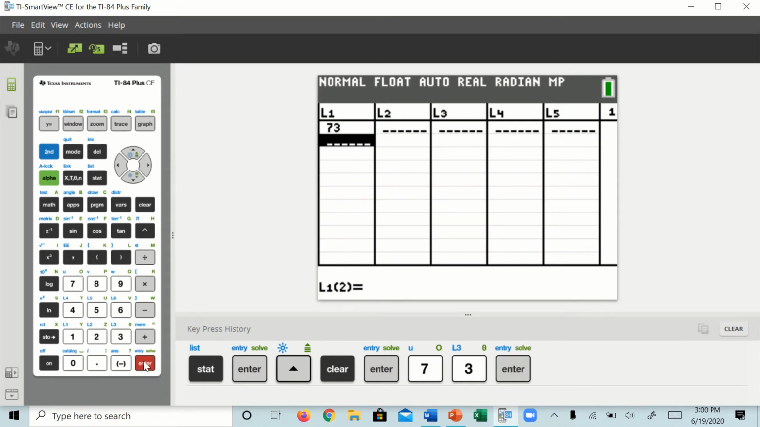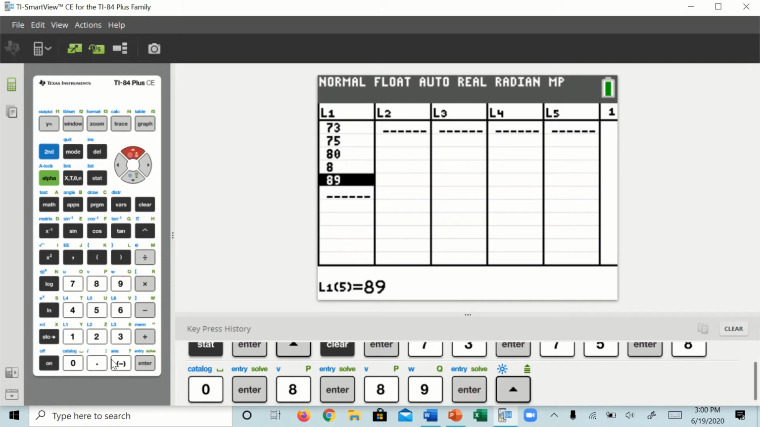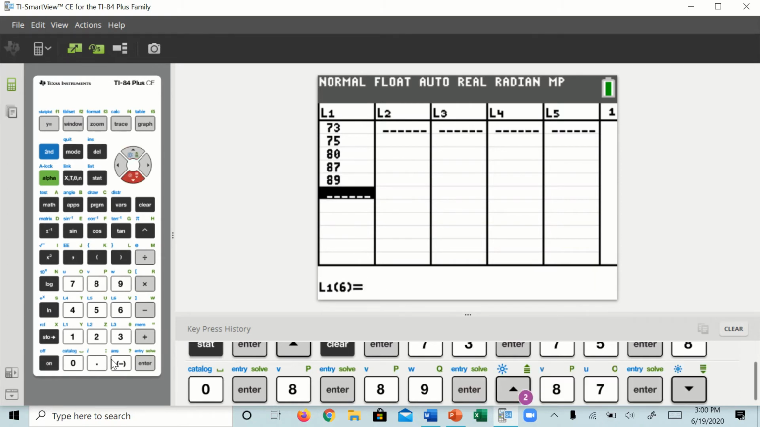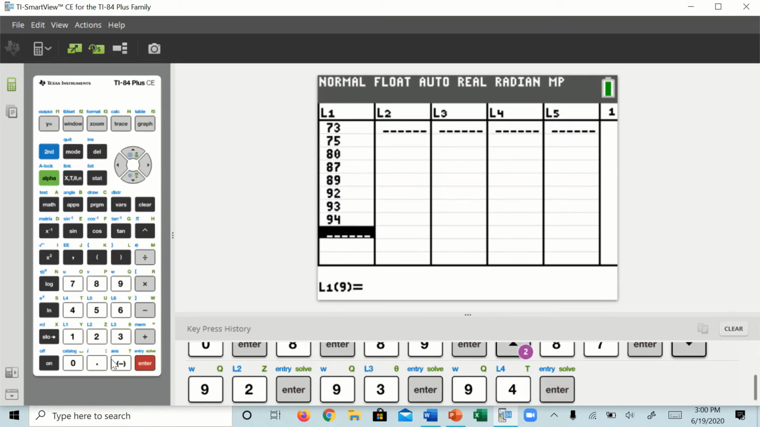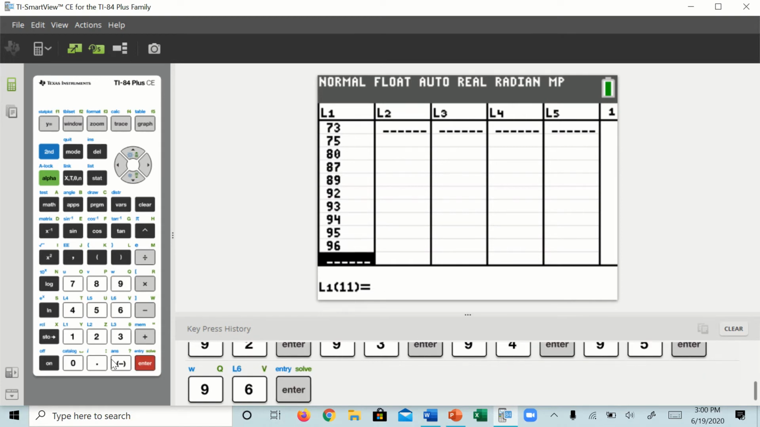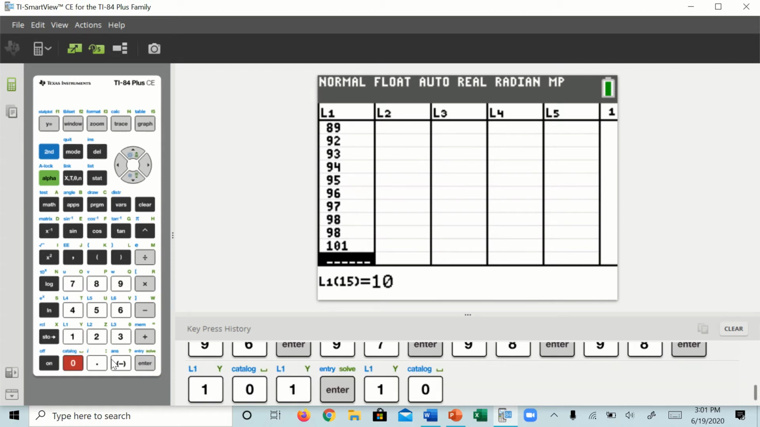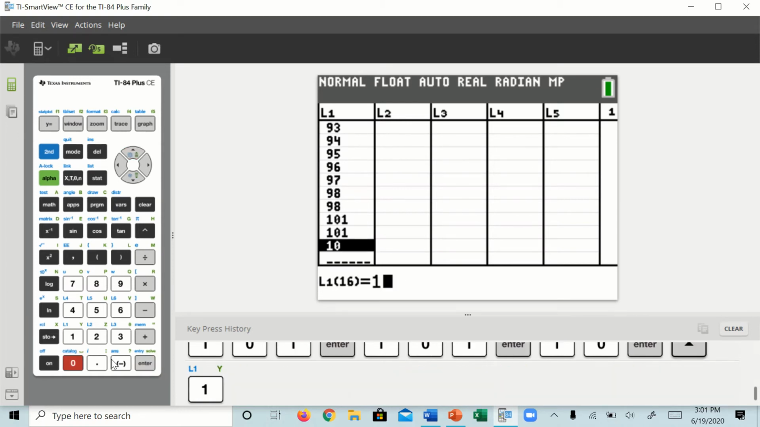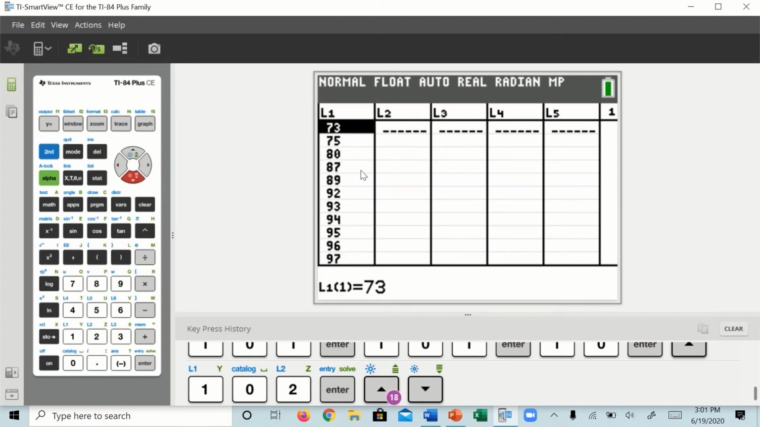So 73, 75, 80, 87, 89, oop, go back up, 87, there we go, 89, 92, 93, 94, 95, 96, 97, 98, 98, 101, 101, 102. Make sure that you type all these in right. If you notice, I accidentally typed in some of them incorrectly, but I caught myself. If you don't catch that, you're going to get stuff off.